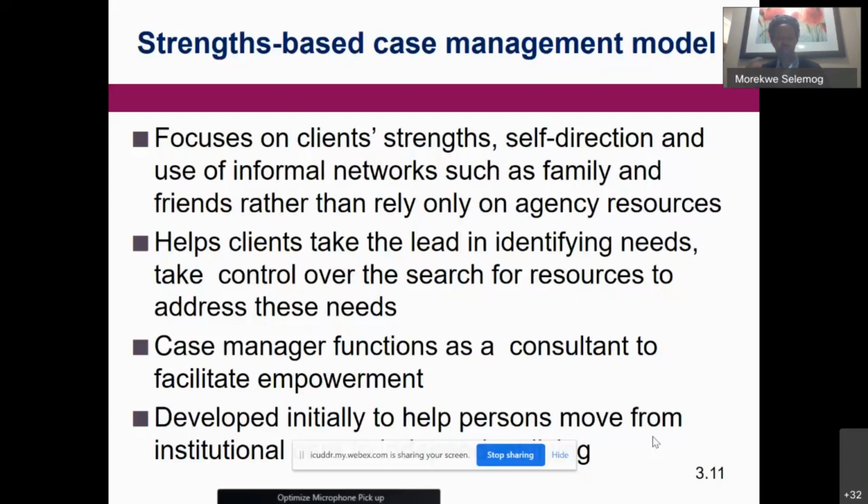And this model was initially developed by the mental health system to help people that were receiving treatment in institutional settings so that they can be prepared for independent living. So there is more of a movement towards somebody doing things on their own, making sure that they facilitate that level of care.